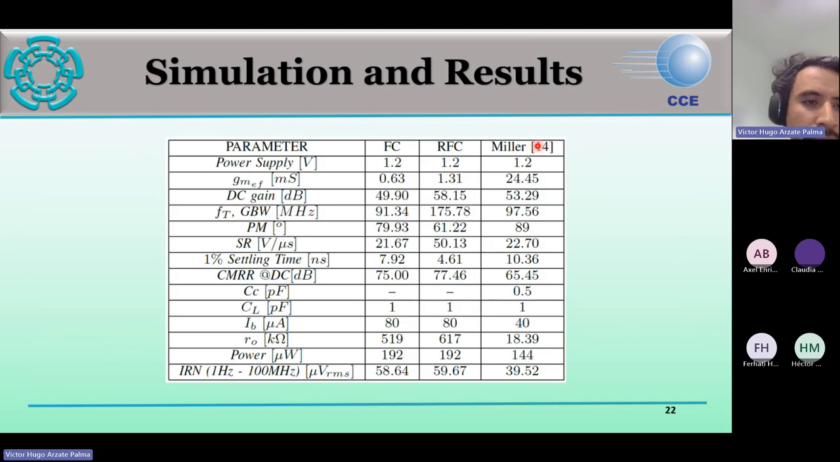We have a summary here in this table, where we have the comparison between the folded cascode and the recycling folded cascode, and we also compare a Miller design. And we can see here that the recycling folded cascode has better slew rate performance, and even better performance for the gain bandwidth product and the DC gain. And another important thing is that the folded cascode and the recycled folded cascode have the same power consumption, using the same load capacitance.